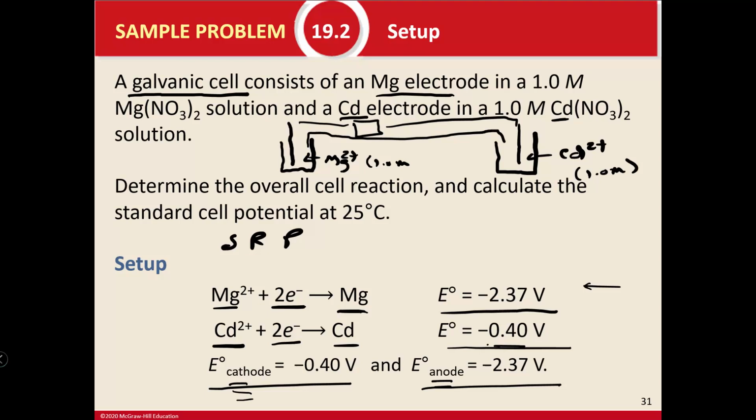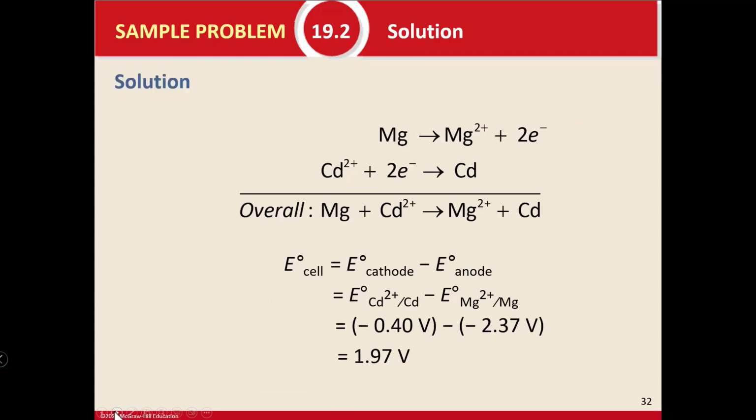If I want to calculate the overall cell potential, it's always cathode minus the anode. So we have the cathode, negative 0.40, minus the negative 2.37. The overall voltage is 1.97. So we got a positive voltage here. This is a spontaneous reaction that has 1.97 volts of potential.